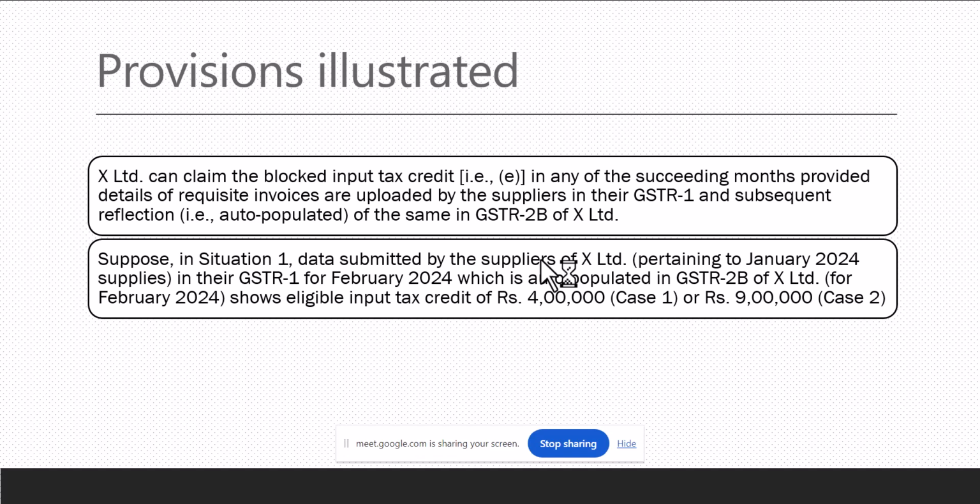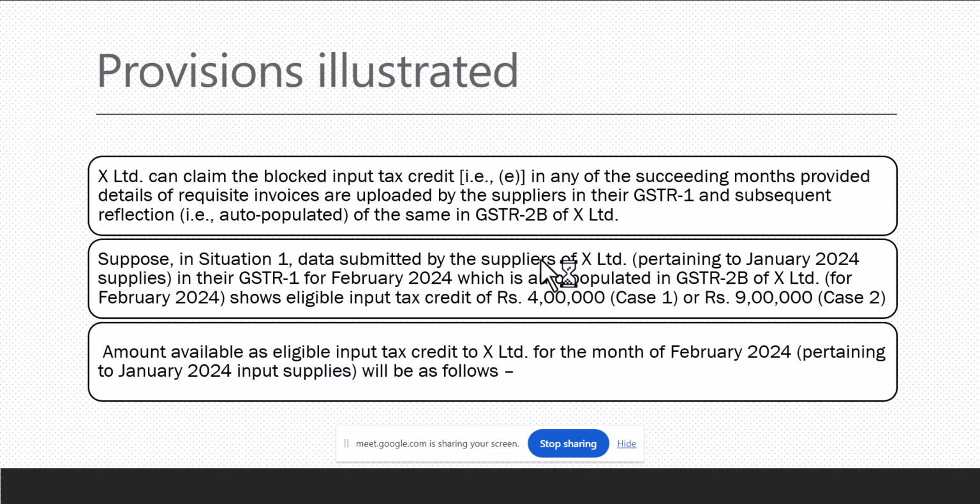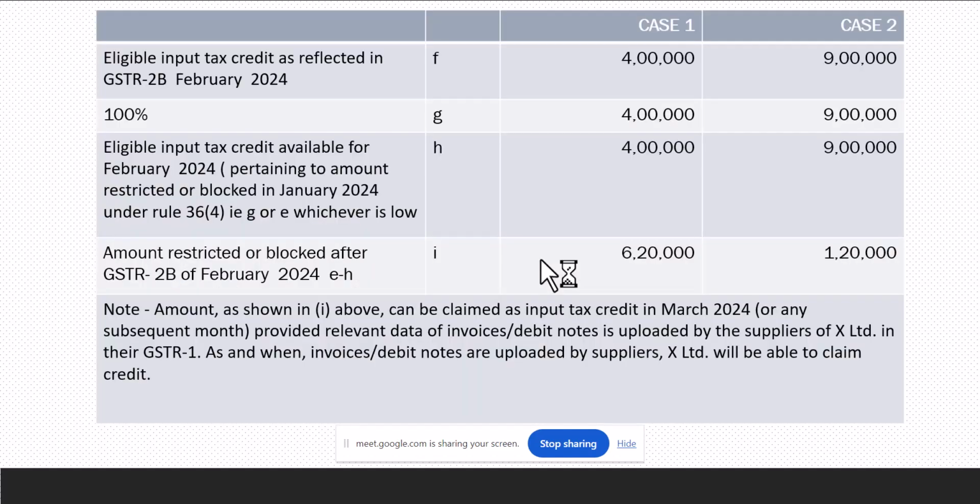Suppose in situation 1 data submitted by supplier of X Limited pertaining to January 24 supplies in their GSTR1 for February 24 which is auto-populated in GSTR2B of X Limited shows eligible ITC of rupees 4 lakh case 1 or rupees 9 lakh case 2. Amount available as ITC to X Limited for the month of February 24 pertaining to January 24 input supplies will be as follows. अच्छा, अब क्या हो गया कि अब 4 लाख और 9 लाख दो केस हो गए, है ना.